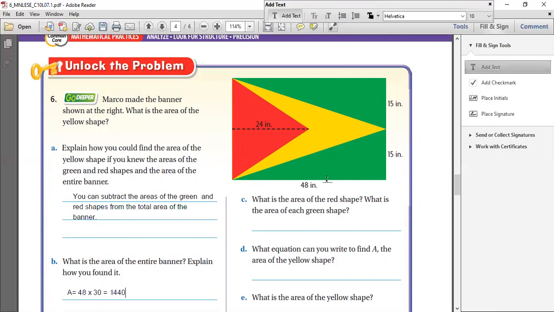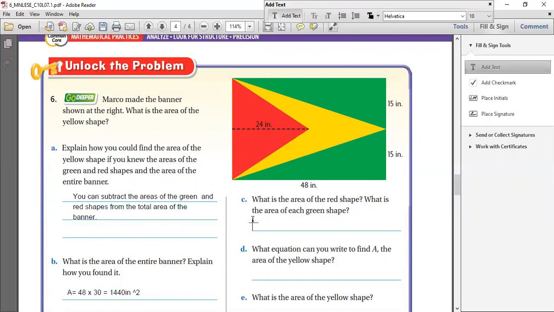1440 square inches, because 3 8s are 24, 3 4s are 12 plus 2 is 14, so 144, and add the 0, that's 1440 square inches. What is the area of the red shape? So let's find the area of the red shape, and what's the area of the green shape? Green shape we don't need to find because I already found it here. Fine, let's find the area of the red shape.